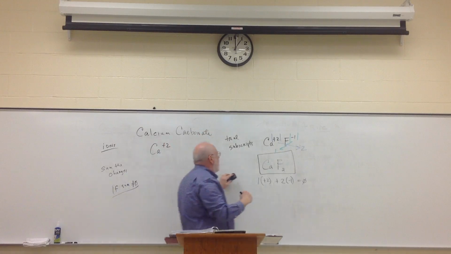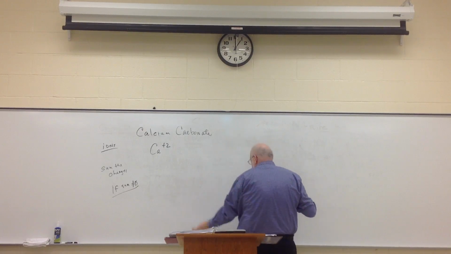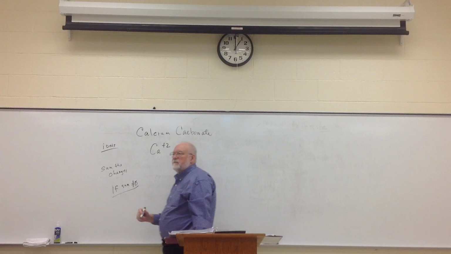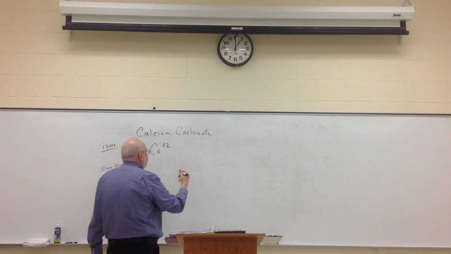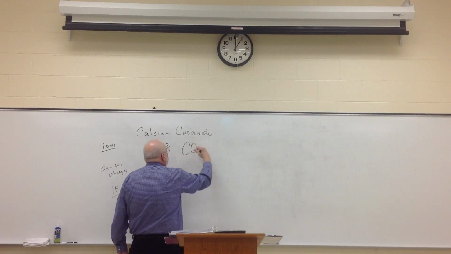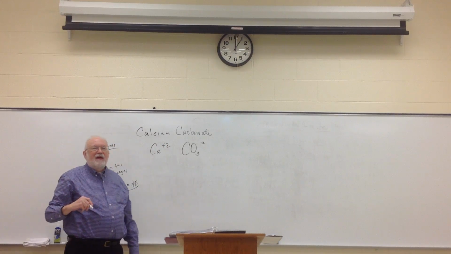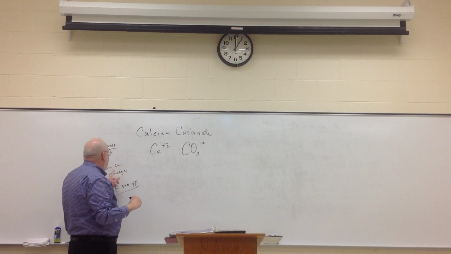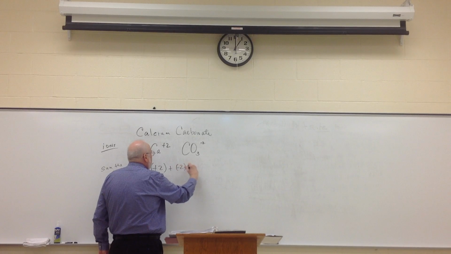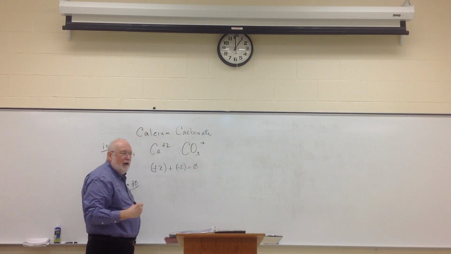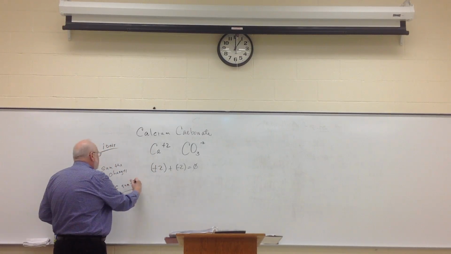Let's do calcium carbonate. All right, we know what calcium is. So what's calcium carbonate? What's the carbonate formula? Yep, CO3 charge of -2. Okay? Now, what's the next step? Sum the charges. +2 plus a -2. What does it give me? 0. All right, and in this case, the sum is 0.